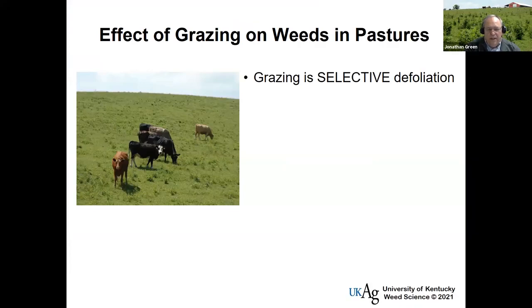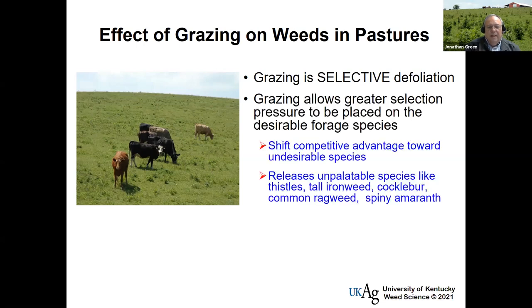We go through the buffet line. We're going to take what we like and leave what we don't like. And so we're selecting, taking out those desirable forage species that they like, and it puts that selection pressure on those desirable forage species as they're being utilized, and we get this shift more towards the undesirable species, particularly those undesirable species that are left in those grazed environments.